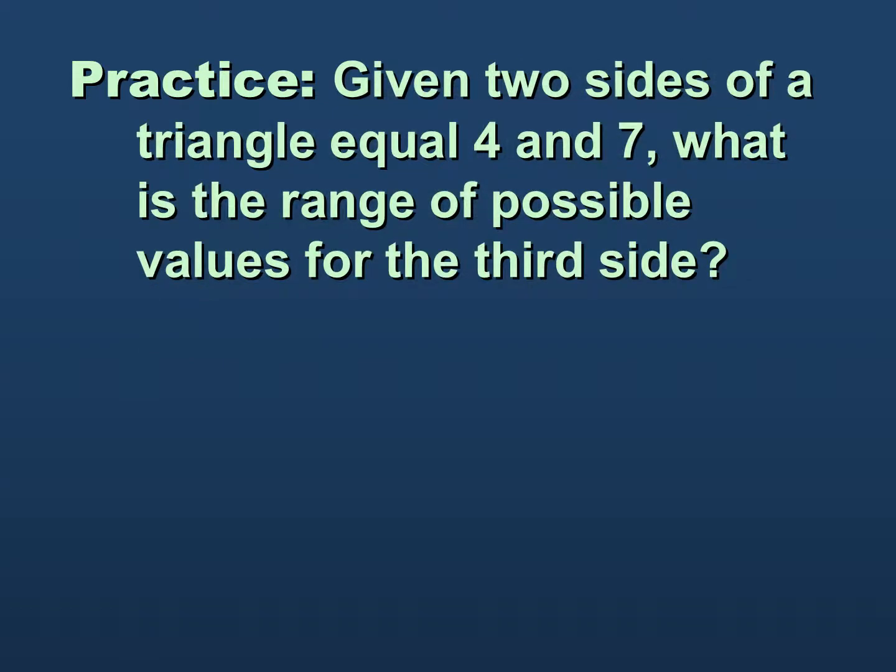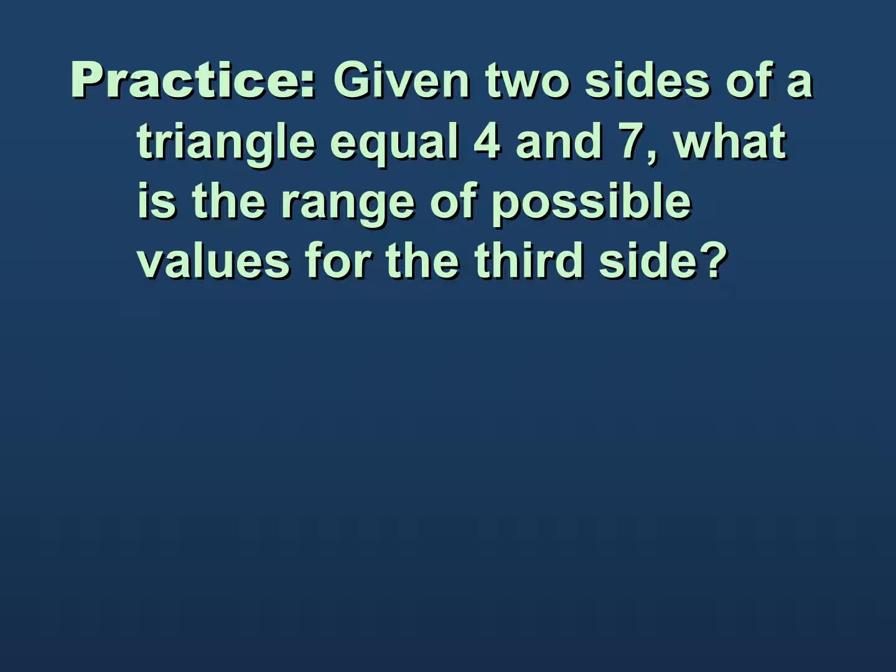Okay, what about if we're given two sides of a triangle that are equal to 4 and 7? What is the range? So this is not asking for the specific third side, but the range of possible values for the third side. So in order to calculate this, we need to think about this. The third side has to be less than 4 plus 7.